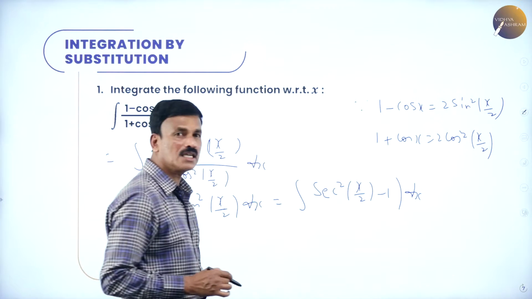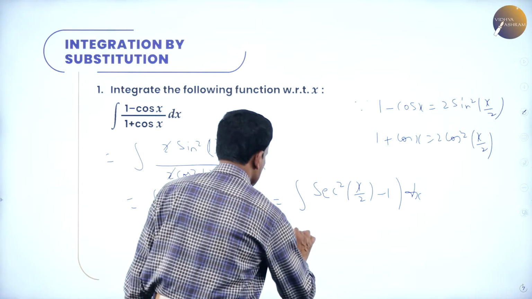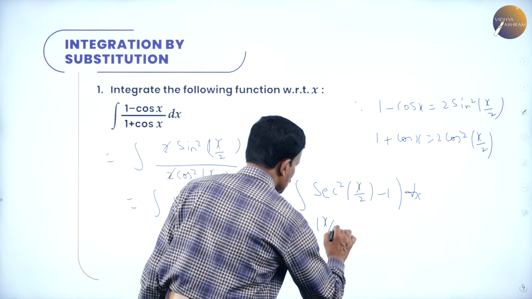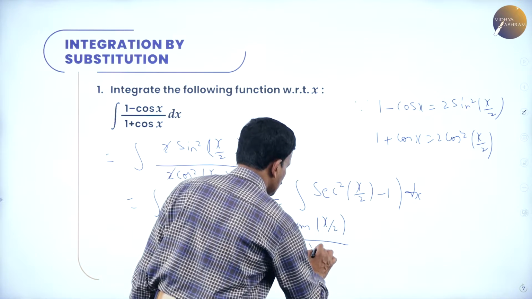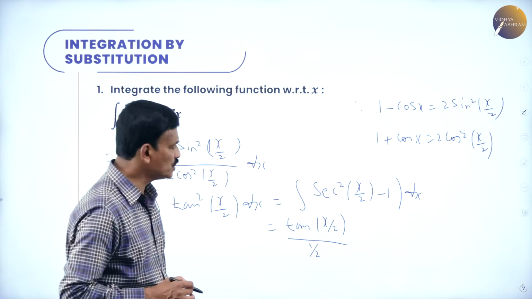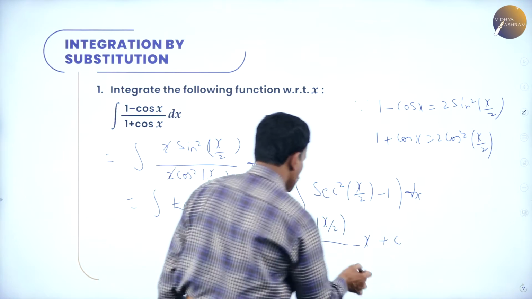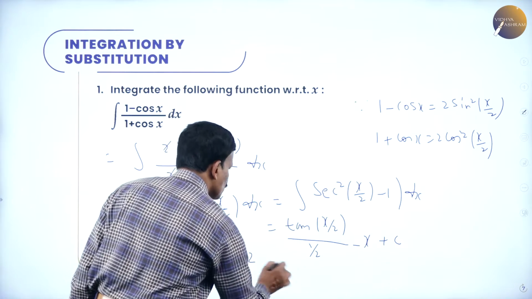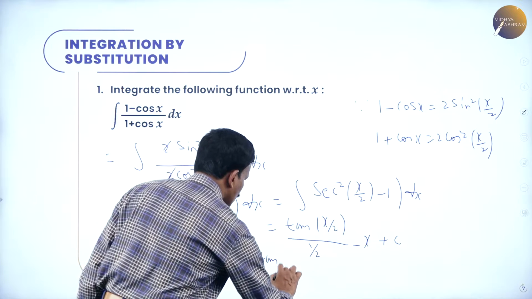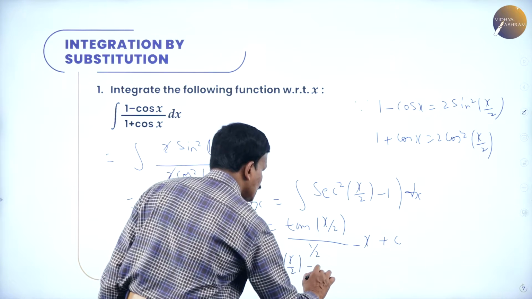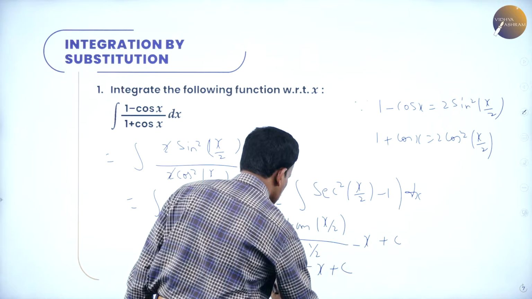Okay, now what is the integral of secant square x? That is tan x. Integral of secant square x by 2 is tan x by 2 divided by a, what is a here? 1 by 2, minus integration of dx is x, plus c. This can also be written as 2 times tan of x by 2 minus x plus c is the integrated answer.